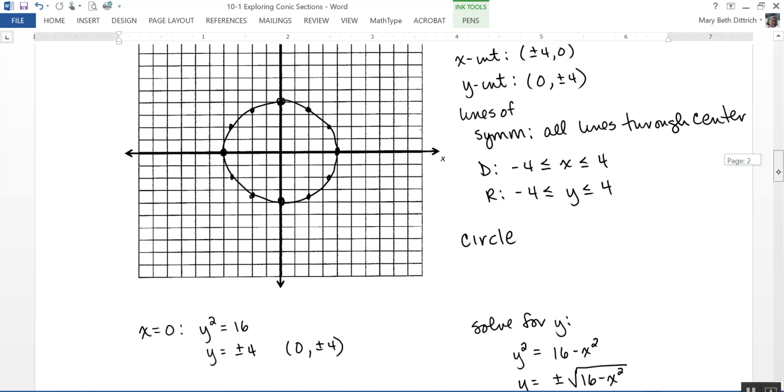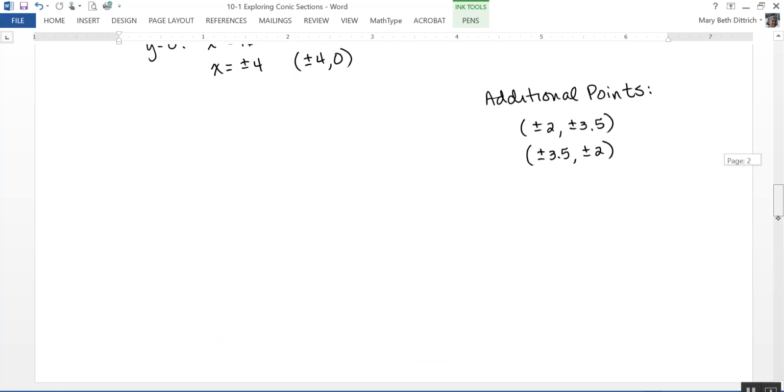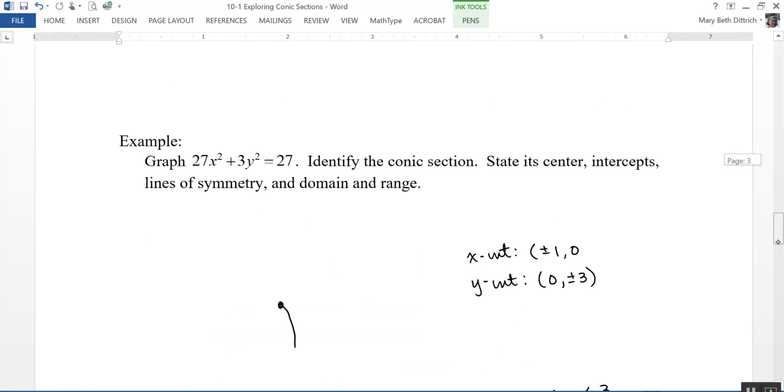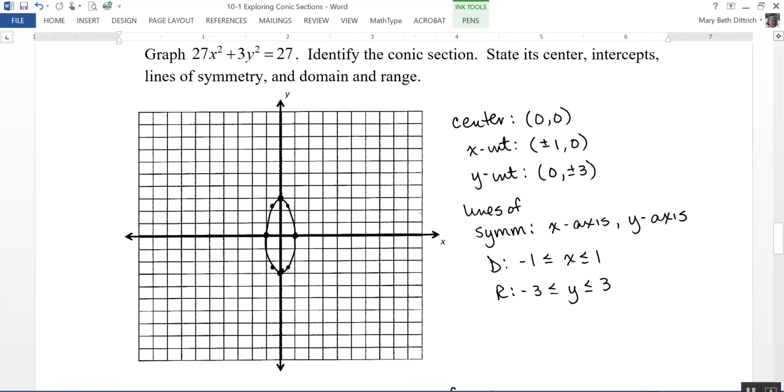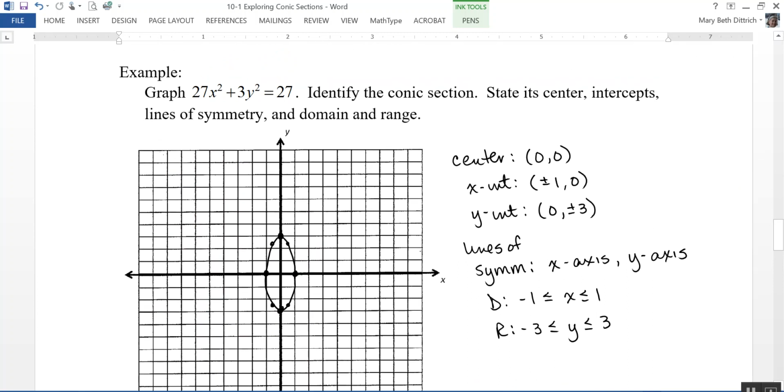Two more examples here, which, in the interest of time, I've already gone ahead and worked out here. This example says, oops, let me move that up a little bit. Graph 27x squared plus 3y squared equals 27. Identify the conic, state its center, intercepts, lines of symmetry, domain, and range.